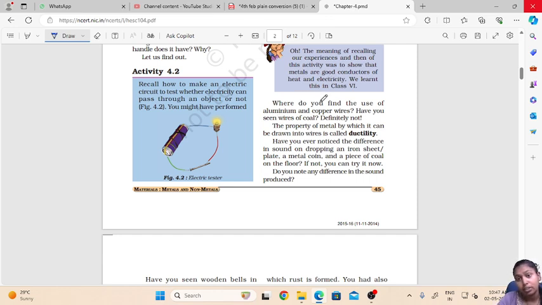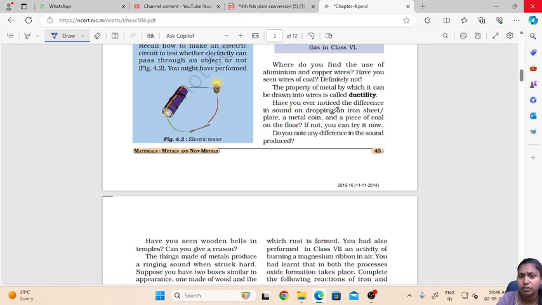Where do we find aluminium or copper wire? In electric wires. All the wires that we use for electric connections have copper wires in them. But have we seen any coal wires? No, definitely not, because they are non-metals and they don't carry any electricity. The property of metal by which it can be drawn into wires is called ductility.